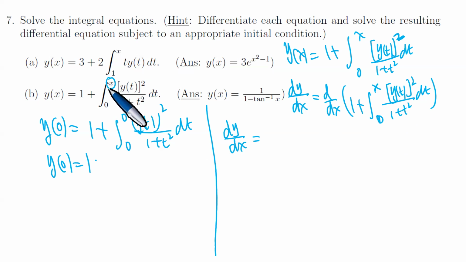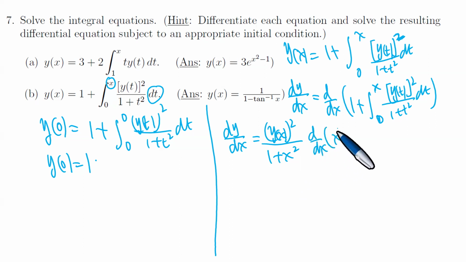To find the derivative of this, you just substitute. It's not always x; sometimes it can be 2x, sometimes the square root of x, sometimes 2x plus 3. But you take this upper limit of integration, you plug it into the place of the t for dt. So now you then have y of x squared, you have 1 plus x squared, and then you have d dx of x.